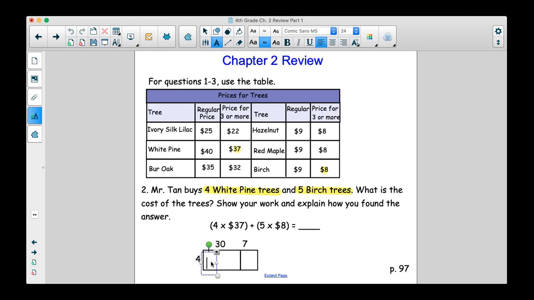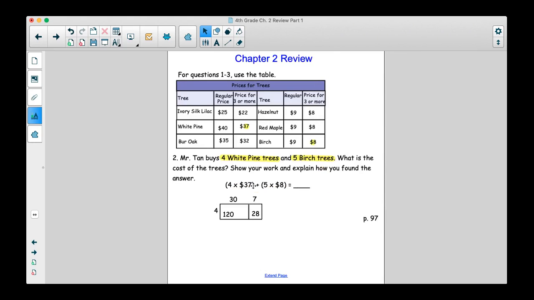So 30 times 4 I know is 120. And 7 times 4 I know is 28. And so I'm going to put those together. So 120 plus 28 is 148.